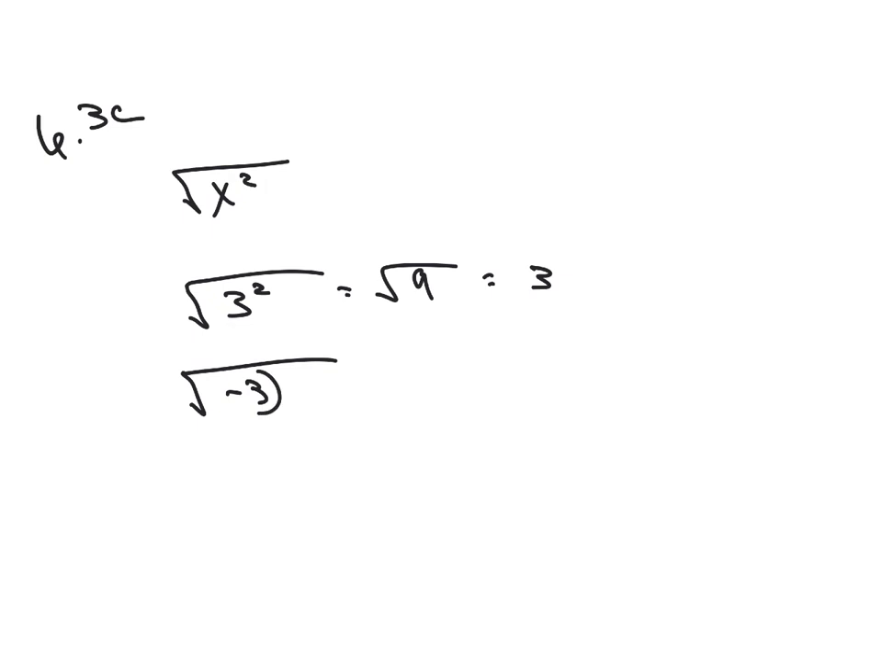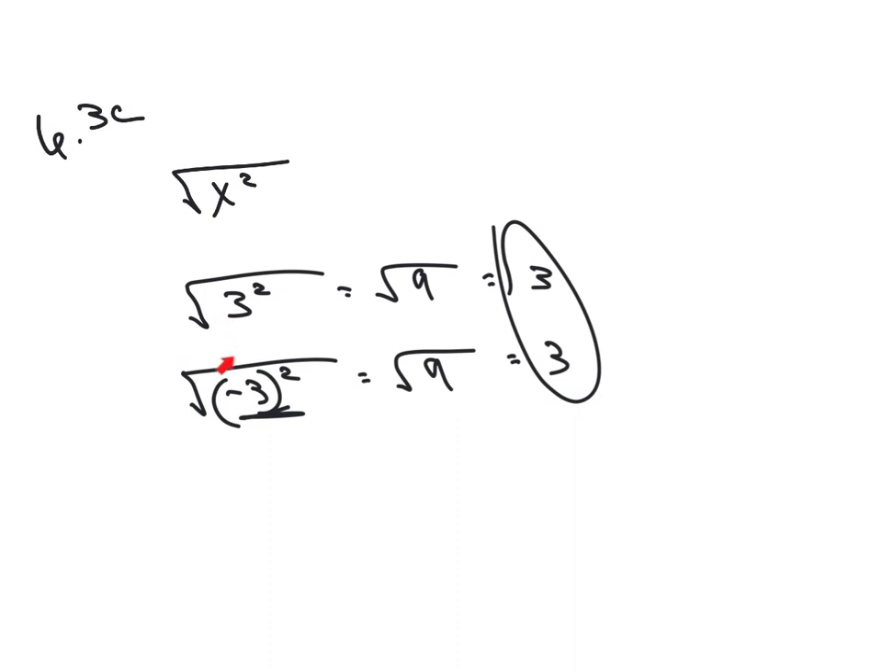But what if we had negative 3 and we squared it? Negative 3 squared is 9, and the square root of 9 is 3. So we get the same answer regardless of whether our number is a positive 3 or a negative 3.